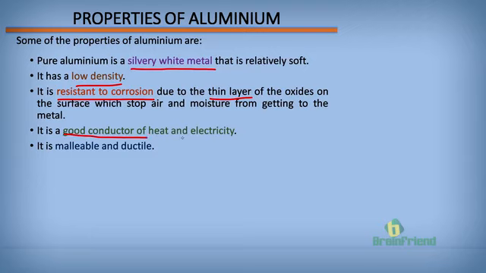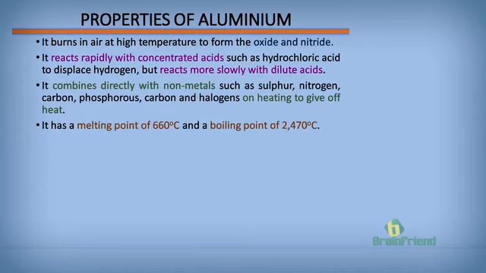Aluminium is a good conductor of heat and electricity. Of course, it's a metal, and most metals are good conductors of heat and electricity. Aluminium is malleable and ductile. It burns in air at high temperatures to form its oxide and nitride. It reacts rapidly with concentrated acids such as hydrochloric acid to displace hydrogen. So with concentrated hydrochloric acid, aluminium will react to displace the hydrogen.